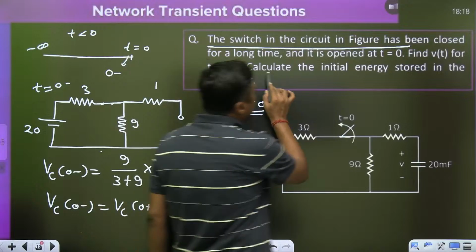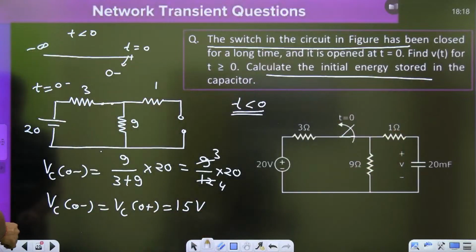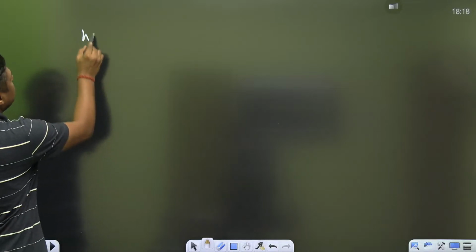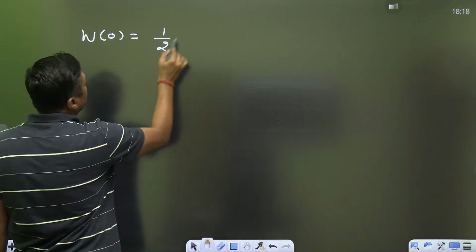And the second question, what is asked? What is the initial energy stored? Now you can find the initial energy because the initial voltage is 15 volt. So what is the energy? Initial energy is given by W0 equals half of C V squared.